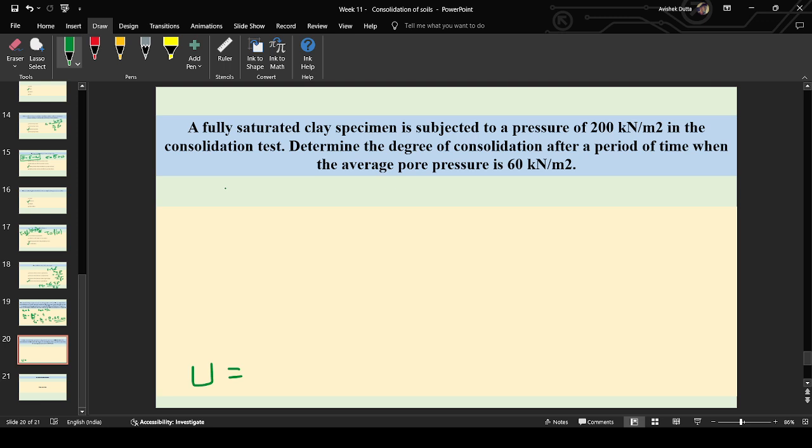It ends, right? During that stage, at any particular stage, I'm saying the pore pressure is 60. At that particular stage, the total pressure, how much is it? 200, right? What is the pore pressure? 60.